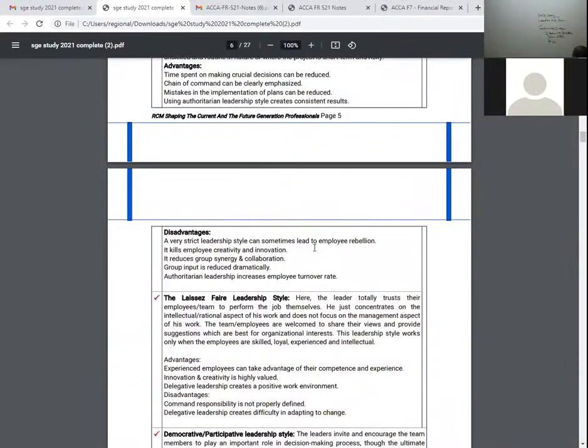Disadvantages: a very strict leadership style can sometimes lead to employee rebellion. It kills employee creativity and innovation. It reduces group synergy and collaboration. Group input is reduced drastically. Authoritarian leadership increases employee turnover rate. Actually, this is the biggest disadvantage.